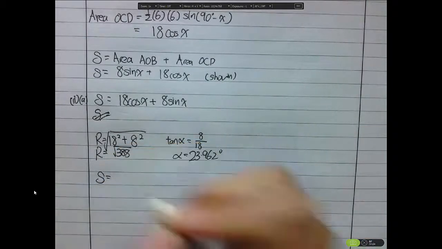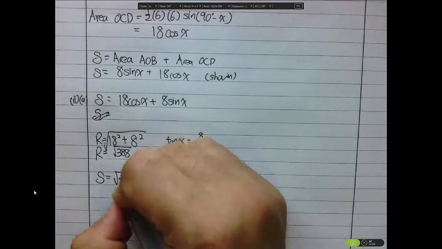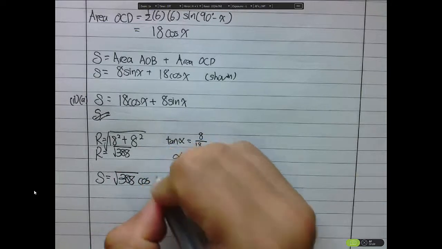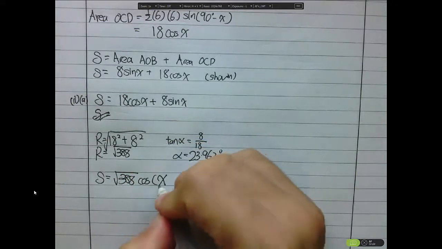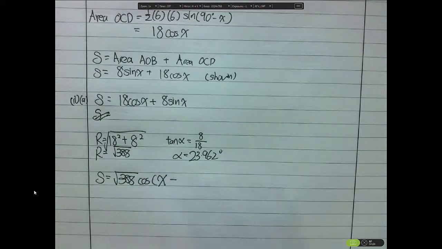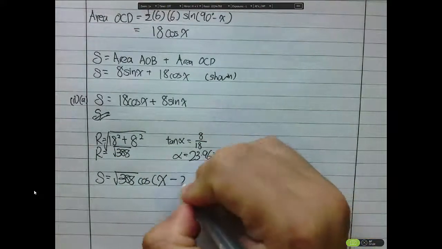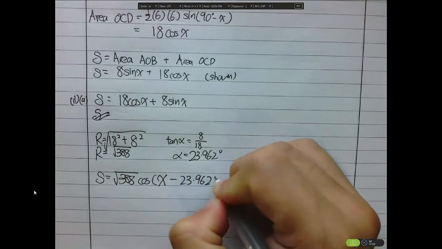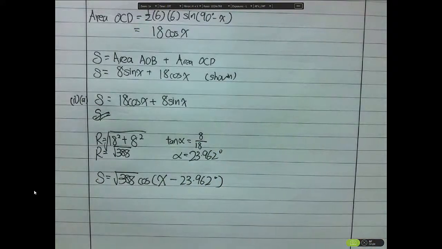So application of the R formula gives me square root 388 cosine (x minus 23.962 degrees). When it's plus it becomes minus for the R formula for cosine. Now, the maximum value of S and the corresponding value of x.